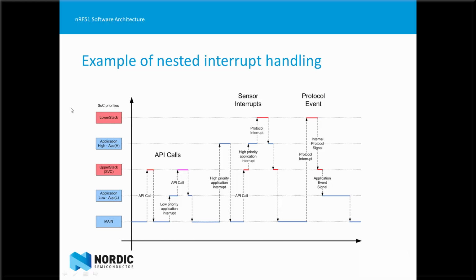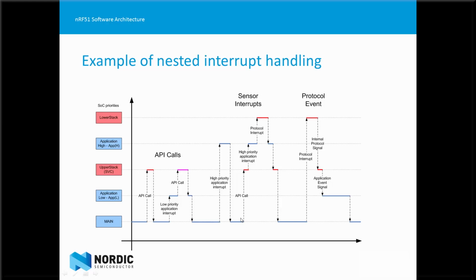So here we have an example of nested interrupt handling. If you're going to do an API call to the SoftDevice, you should either be in main context or in app-low context, as you can see here and here. If you try to do an API call from the app-high context, you will actually get a hard fault because the API calls have a lower priority.